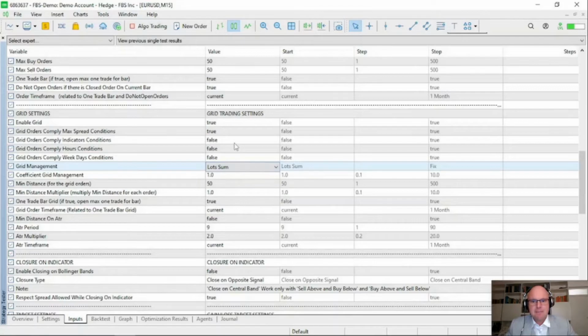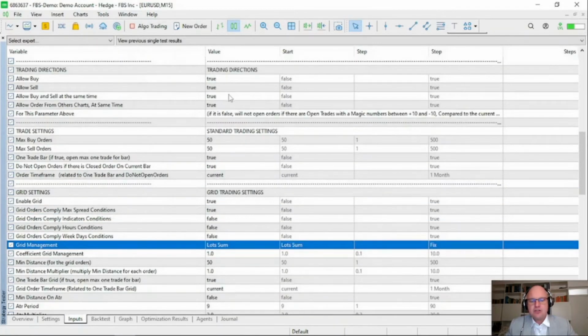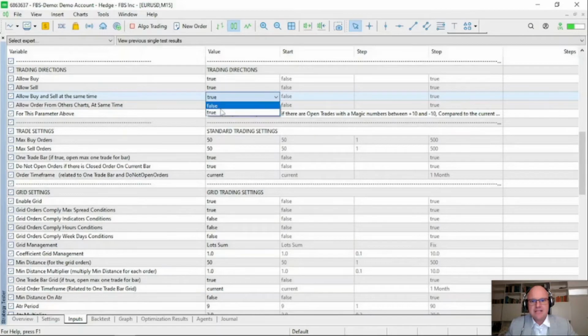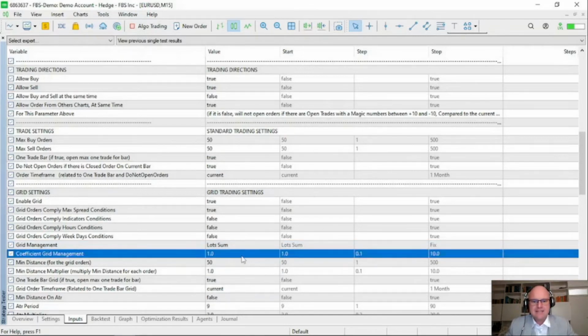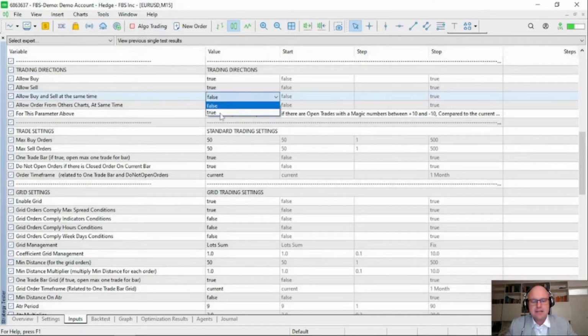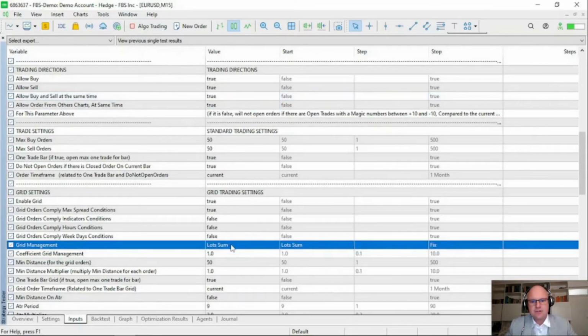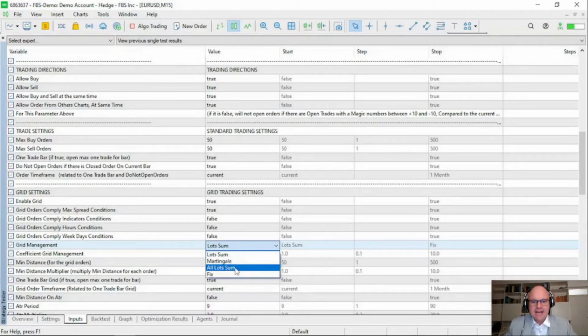Firstly, when it comes to lot sum and all lot sum, these use the quantity of trades that are placed. Now, if you set allow buy and sell at the same time to false, these two will be the same. However, if you select all lot sum and allow buy and sell at the same time is true, there will be a much larger lot placed in the series because it takes both buys and sells into consideration. If we select all lot sum, it uses both the buy side and the sell side to determine the next lot size in the grid.